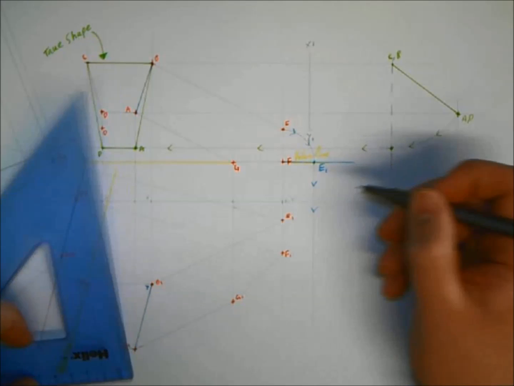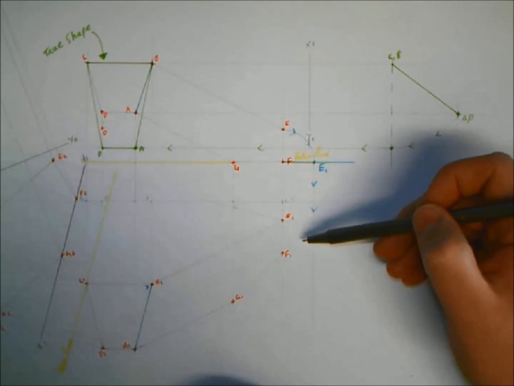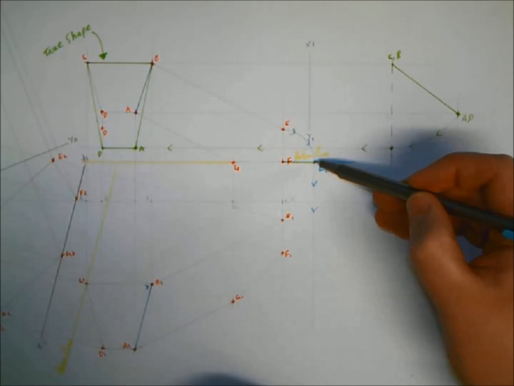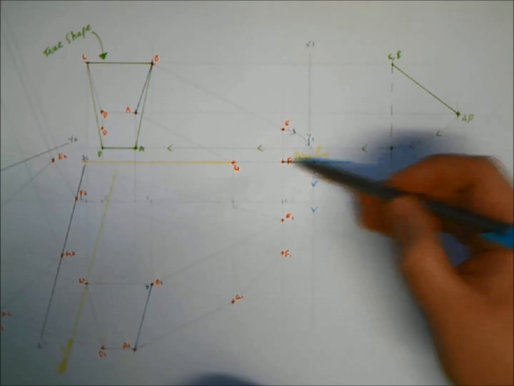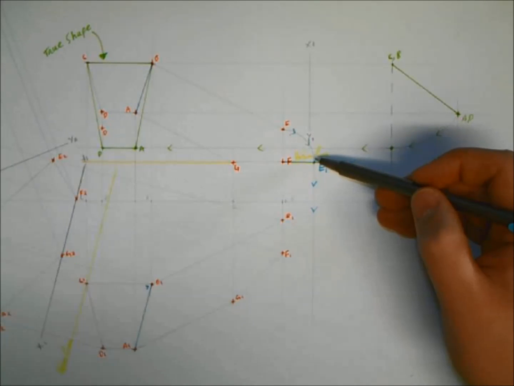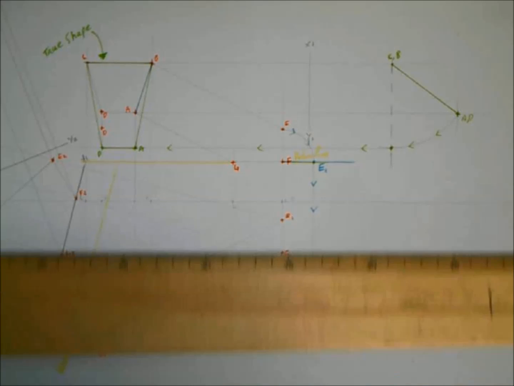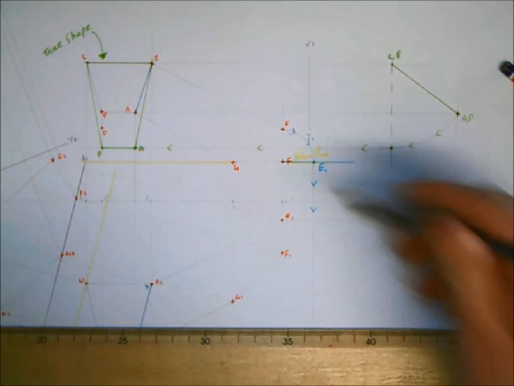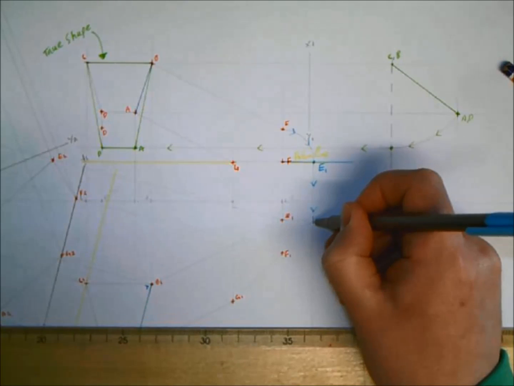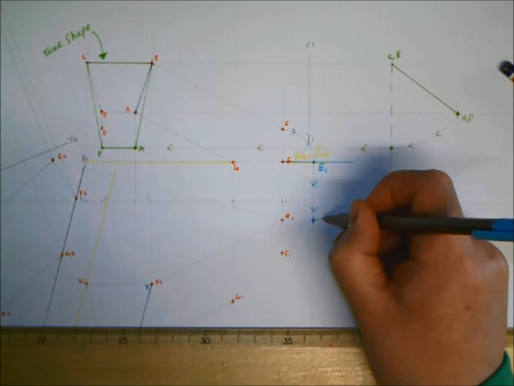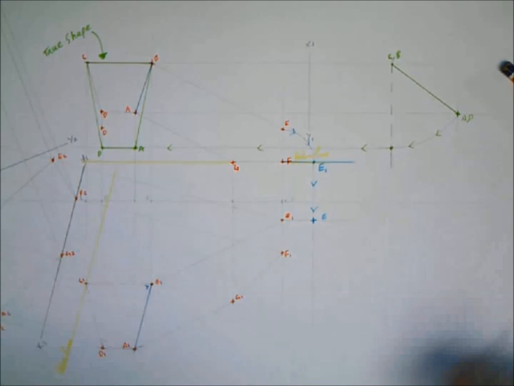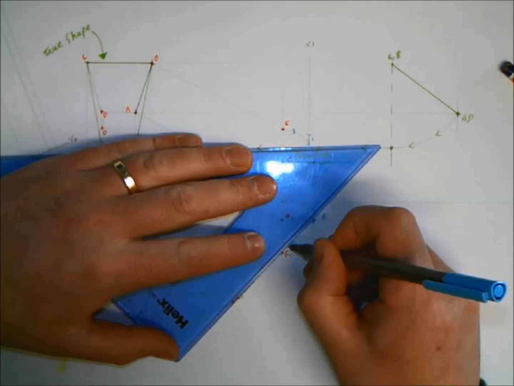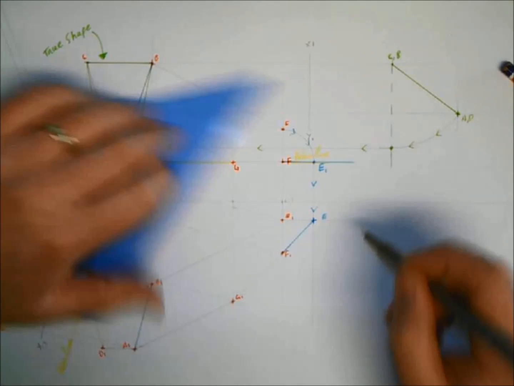And repeat in plan. So we rotated E down to be parallel to the XY line from F. So if we draw a line parallel to the XY line from E to meet the line from the elevation, that will give us point E. And by joining that back to F, you have a true length of the line EF.